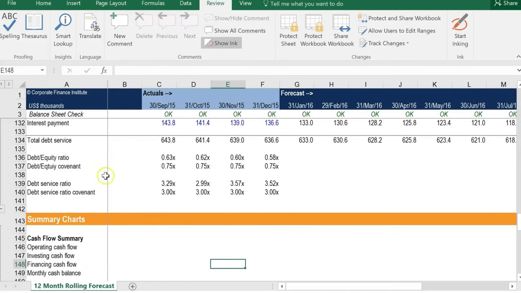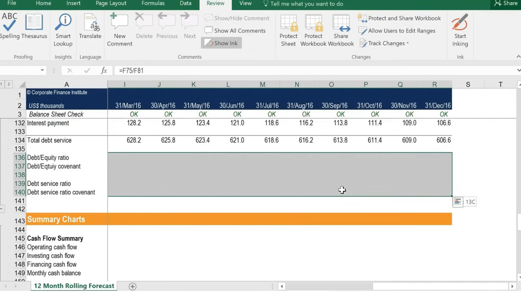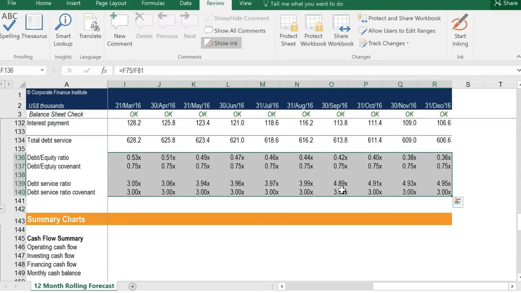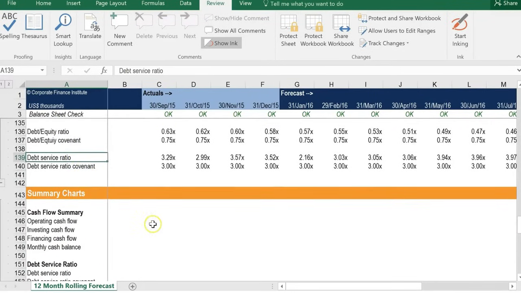First thing we need to do, because we're going to graph debt to equity ratios, is take these formulas that were in the historical period, select them, and then press Control R to fill those right. These are our debt to equity ratios and debt service ratios.